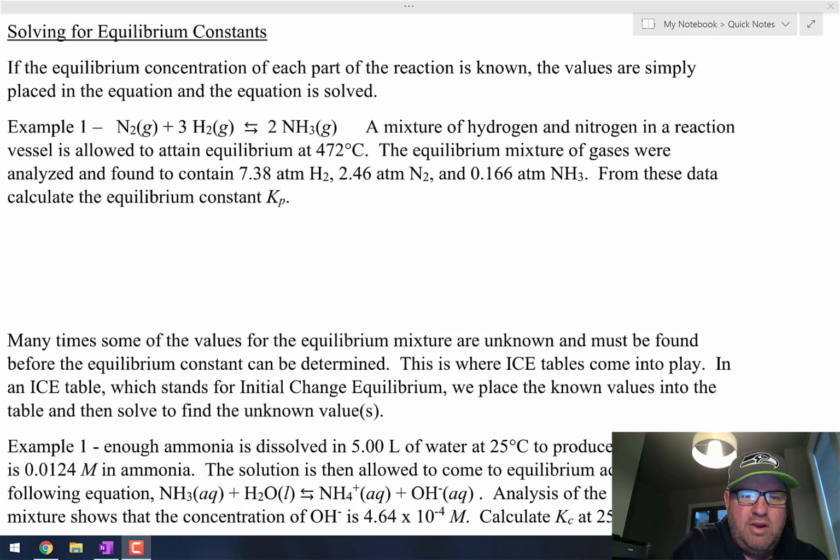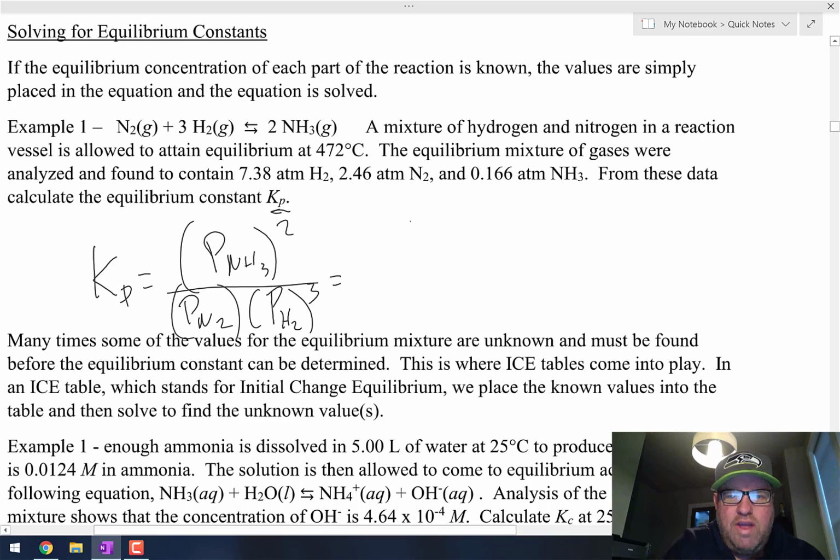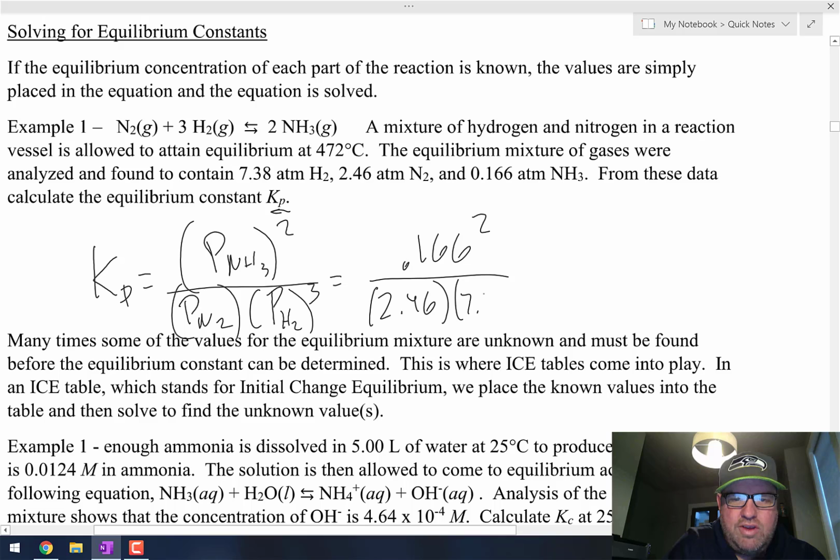So for example, here in this example, they ask us to calculate Kp. So Kp again is going to equal the pressure of NH3, and we're going to square that, over the pressure of N2 times the pressure of H2, and we're going to remember to cube that. So the pressure of NH3 is 0.166 squared over the pressure of nitrogen, 2.46, and then hydrogen, 7.38, and that has to be cubed.